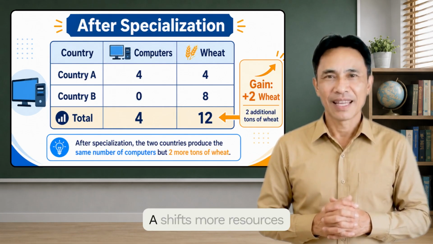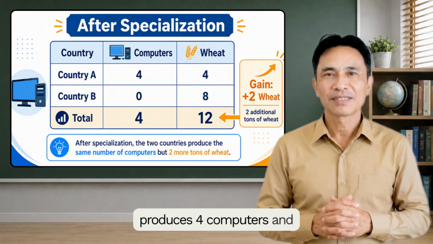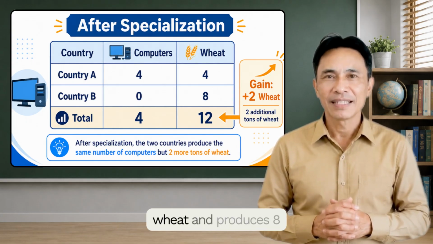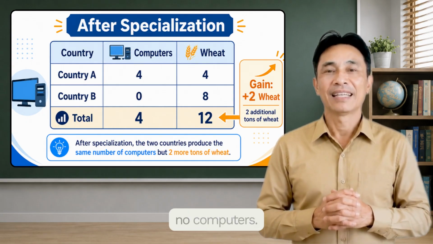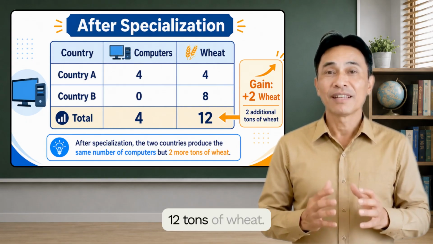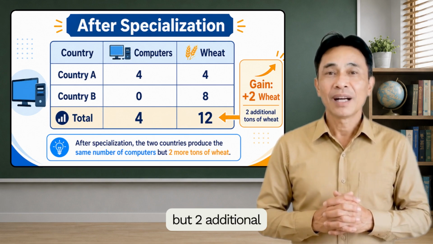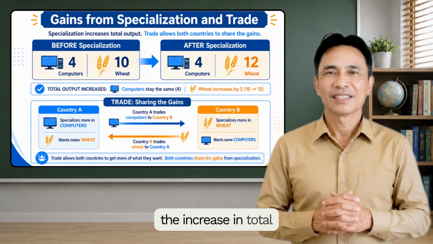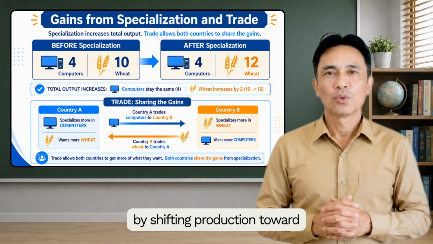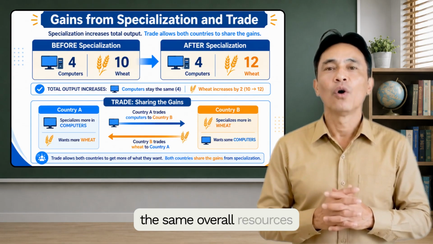Now suppose country A shifts more resources toward computers and produces 4 computers and 4 tons of wheat. Country B specializes completely in wheat and produces 8 tons of wheat and no computers. The combined total is now 4 computers and 12 tons of wheat. The two countries produce the same number of computers as before, but 2 additional tons of wheat. The increase in total output is the first gain from specialization. By shifting production toward comparative advantage, the countries have created more goods with the same overall resources.